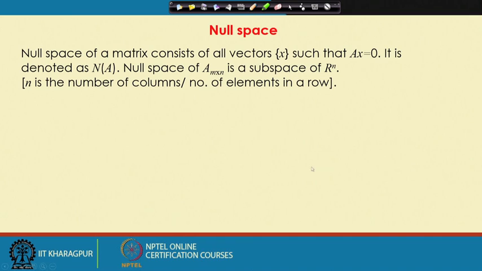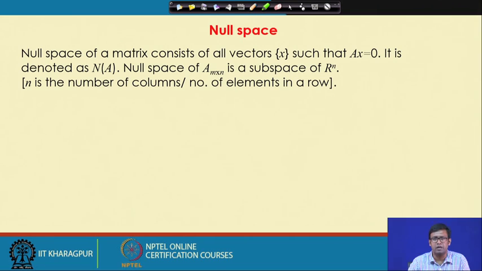For a singular matrix, all the solutions which satisfy A x is equal to 0 will constitute the null space. And the null space of a matrix A which has order m into n is a subspace of the real coordinate space of dimension n, or R n. So, n is the number of columns, or number of elements in the row, that is the dimension of the real coordinate space R n to which the null space is a subspace.